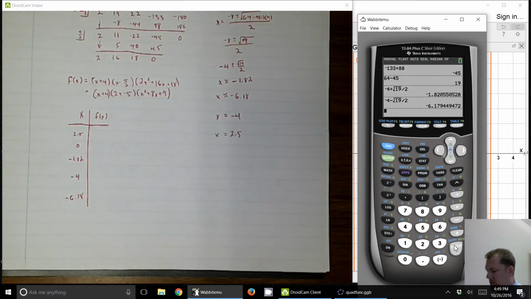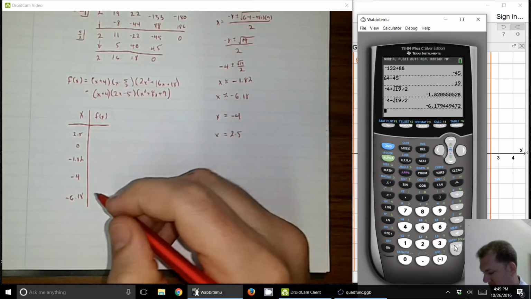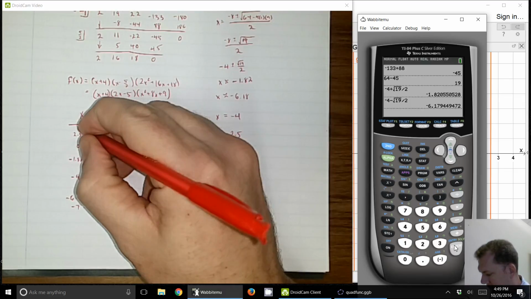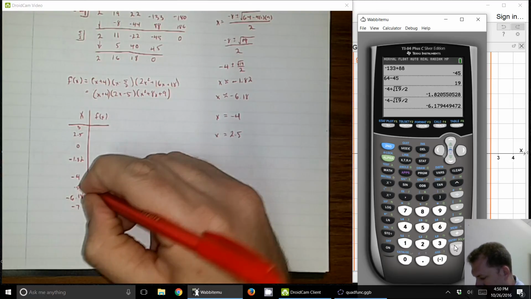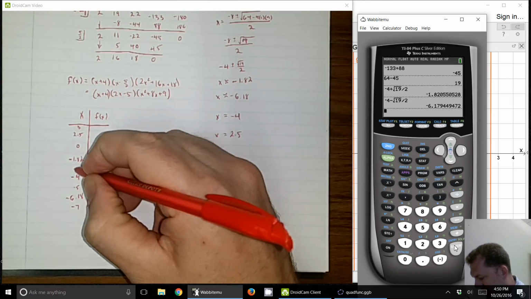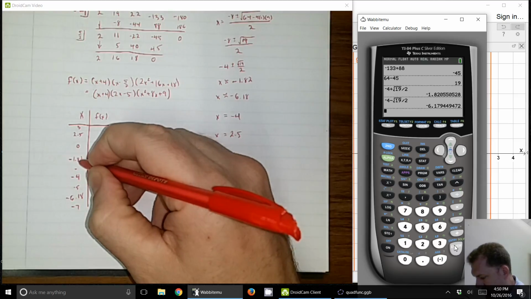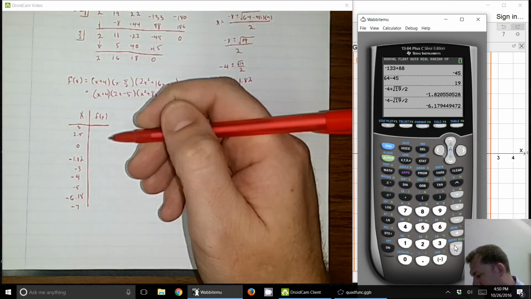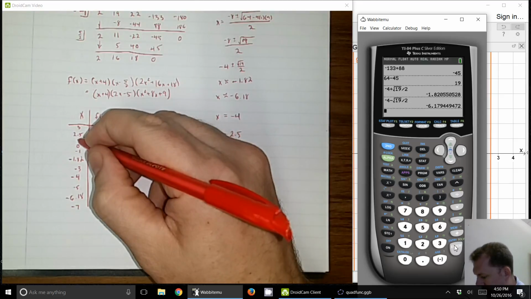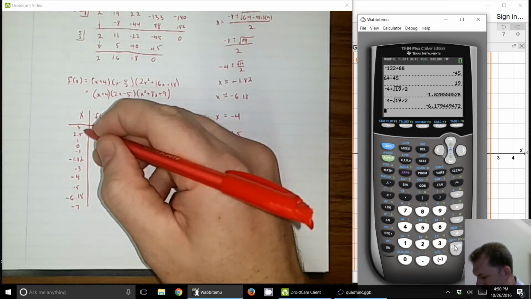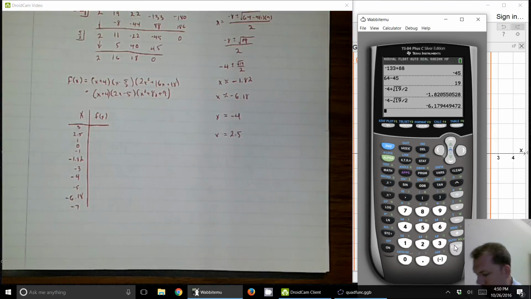So I'm going to choose some other numbers in these ranges just so I can fill this out. How about negative... It's almost negative 2, so I'm going to go with negative 3. Negative 1 is in between them. About 1. Okay. That's good.